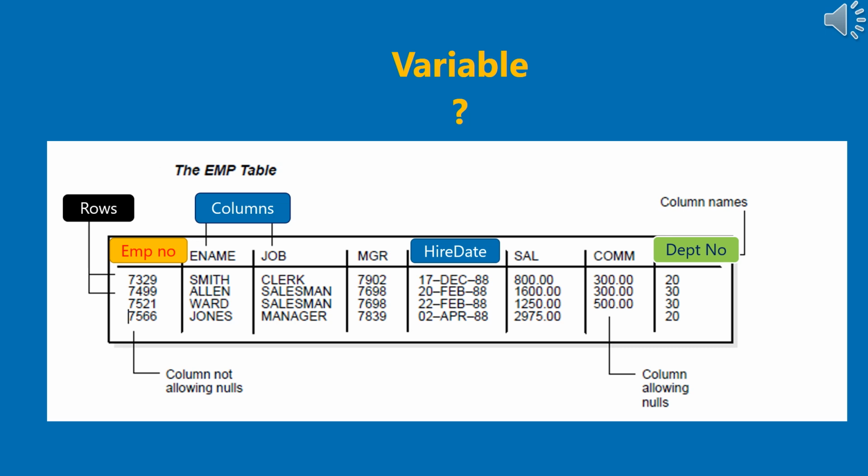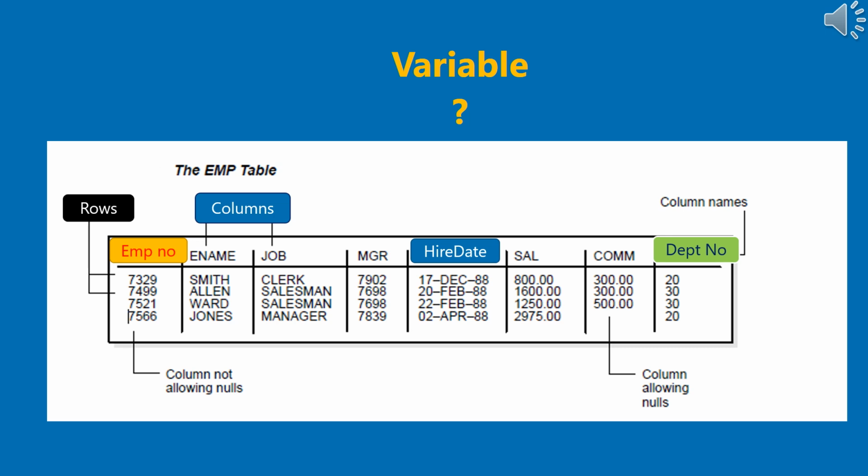His manager code is 7902. He was hired on the 17th of December, 1988. He is getting a salary of $800. And he is earning a commission of $300. His department code is 20. The detail in the next row is changed. In other words, employee code is different.